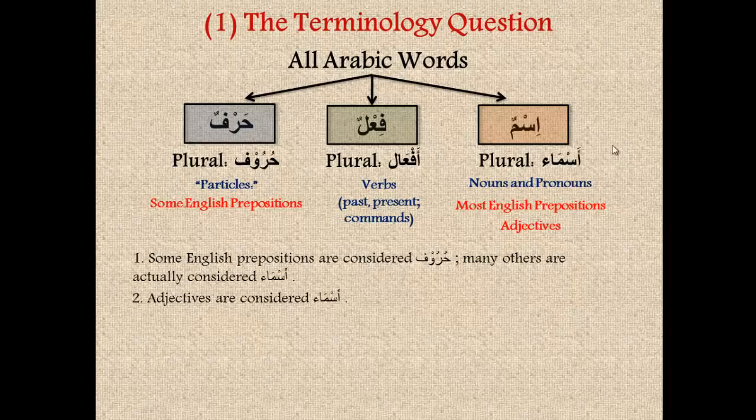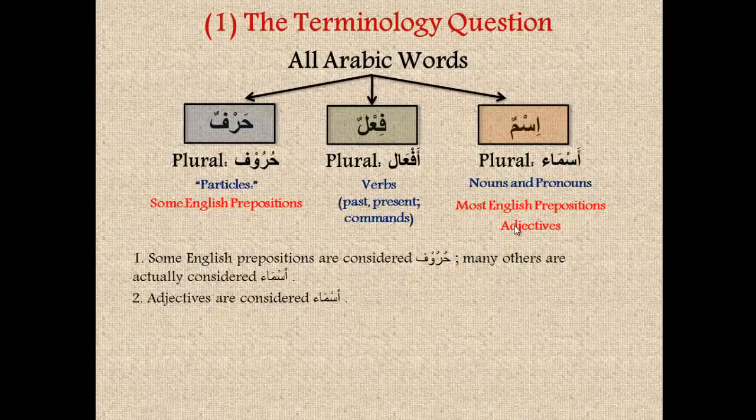However, notice in Arabic how all three, nouns, prepositions, and adjectives, can all fall under one category. They are all related in a sense. They are all considered asma. Furthermore, in English, prepositions all belong to this one single group. But in Arabic, we have two different groups. We have huruf and asma.